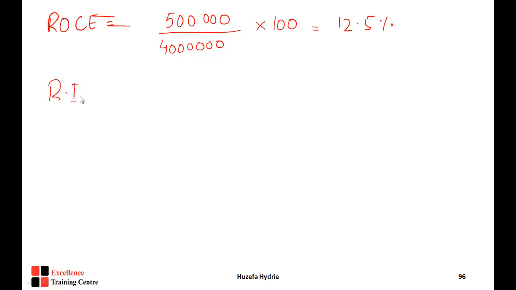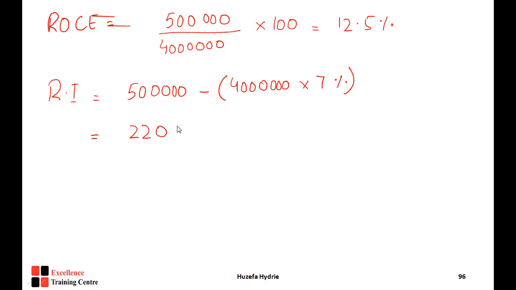The last one is residual income. The formula for residual income is profit minus capital employed into imputed interest. Okay, so profit is 500,000, minus capital employed into interest rate. So what are we getting over here? 280 minus 500 gives you 220,000. So that is your residual income or the remaining income. Okay, any problem up till here? Okay, now that's it from the example.